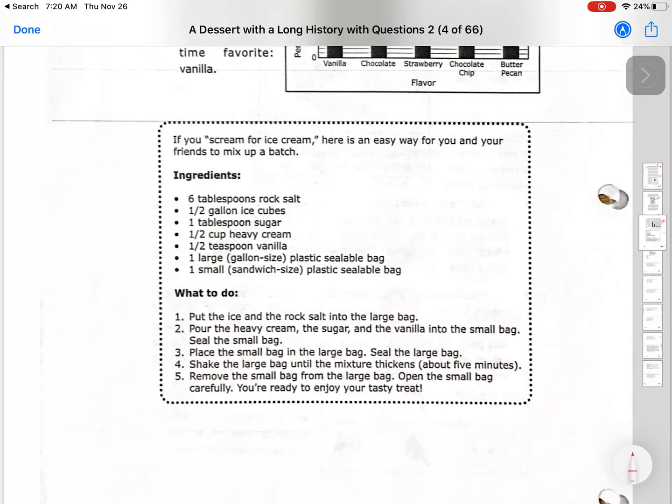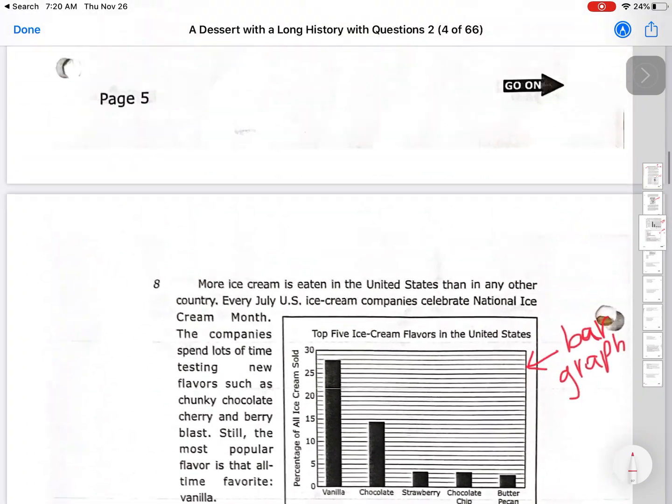If you scream for ice cream, here's an easy way for your friends to mix up a batch. Ingredients and what to do. Ew, this is a recipe. And you could call this a fact box because we don't really need to know the recipe for how to make ice cream to read this passage and understand it. But this is just something fun that they put at the end to spark some more interest that you could have about ice cream.